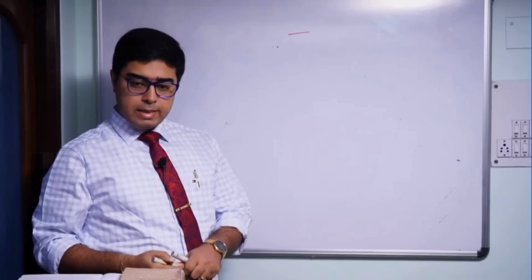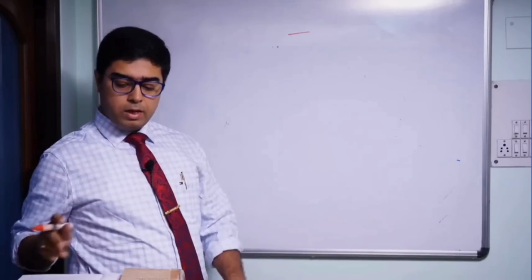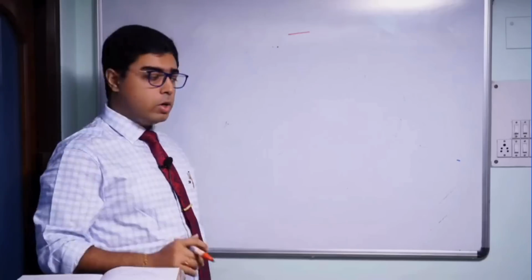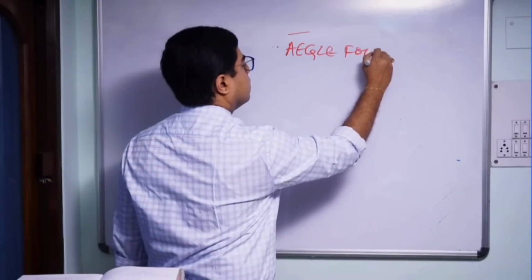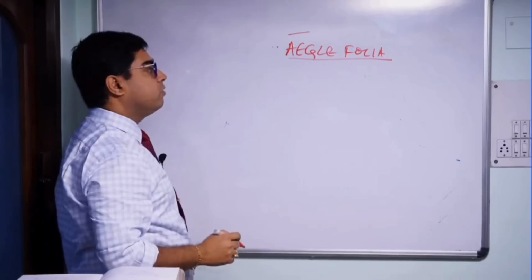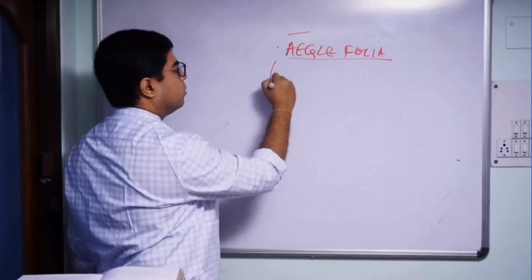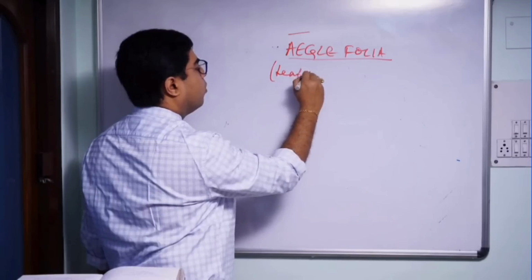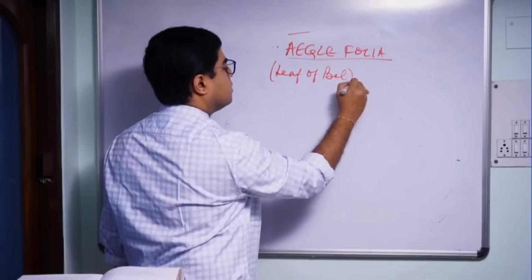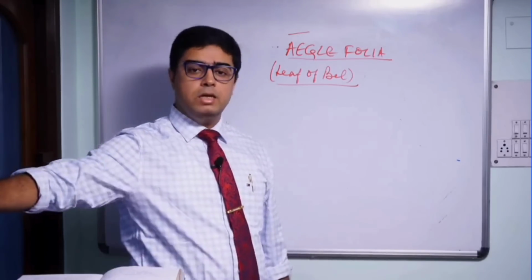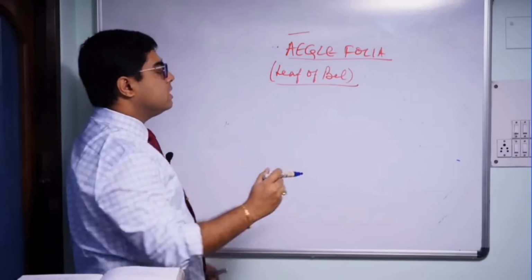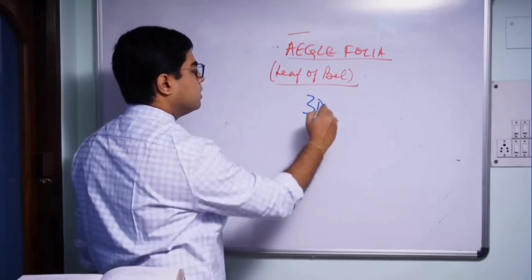The fourth one in this list, my friends, is another interesting remedy, and we call that Aegle folia. Folia means leaf, Aegle is the bael plant. So the leaf of the bael plant, it's been used again in Ayurveda for thousands of years for many issues. I'll give you 3 Ds for Aegle folia. What are the 3 Ds?